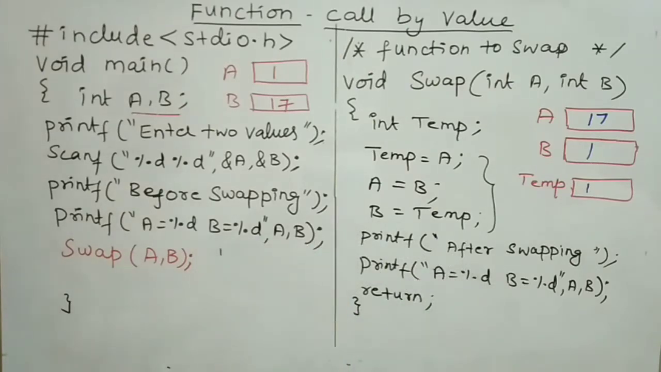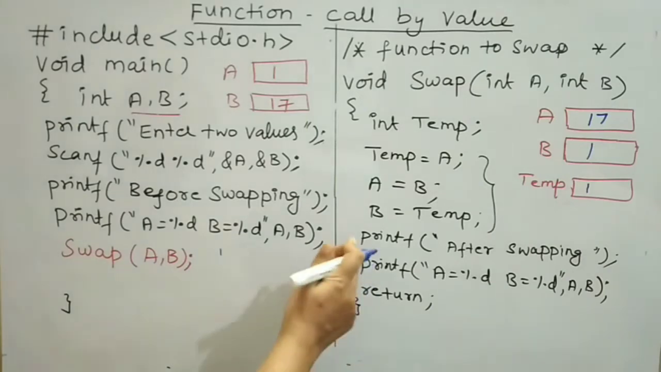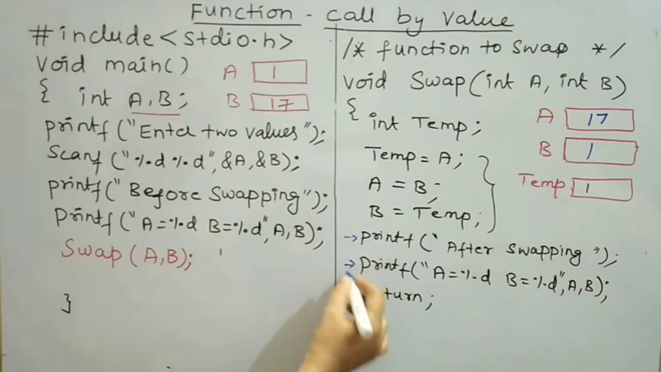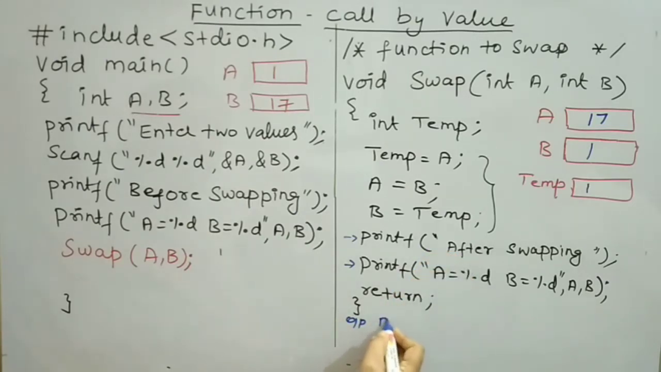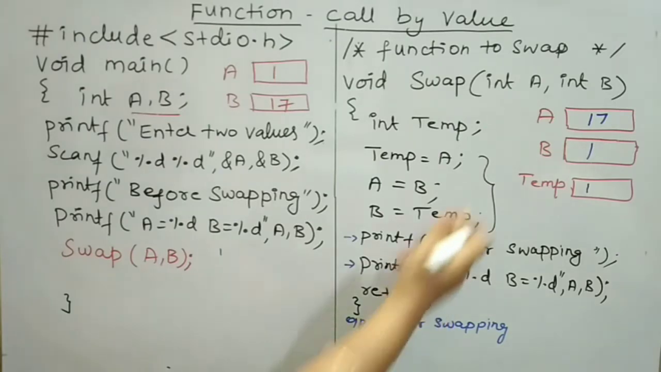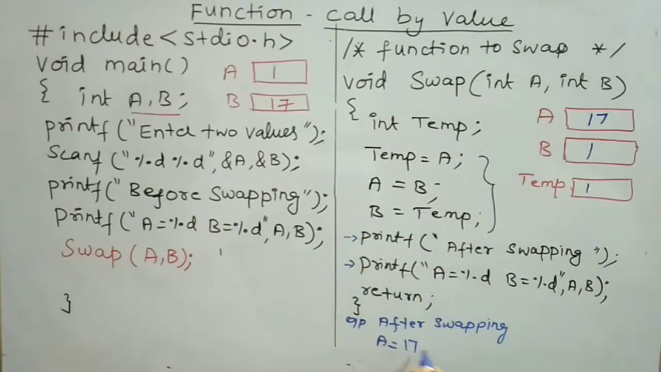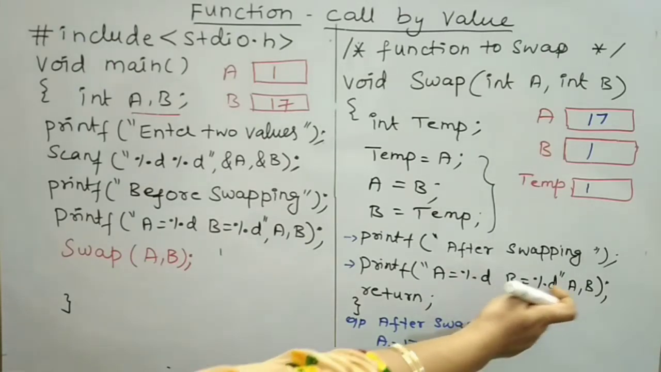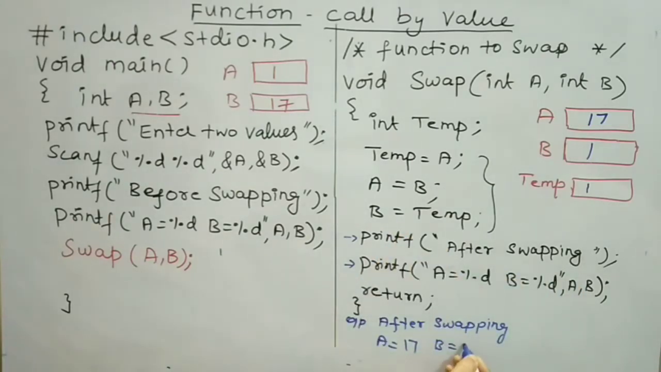So if I execute these two output statements, what will be my output? It will print the message after swapping. Then a is equal to, what is the value of a? A is 17 and b is equal to, the control string replaces the value of b. Value of b is 1.